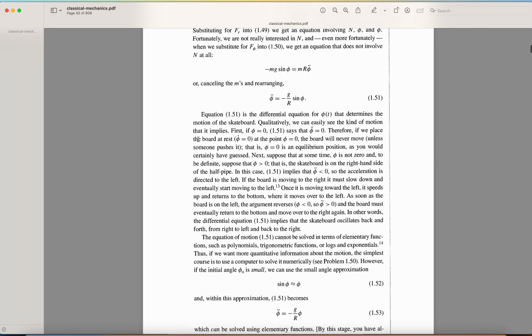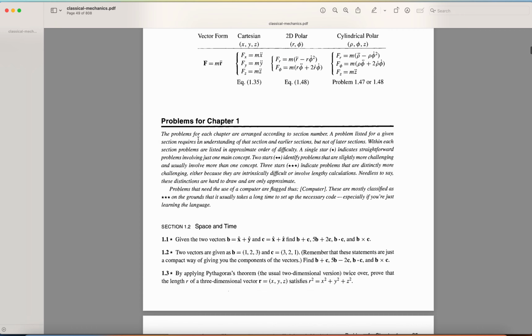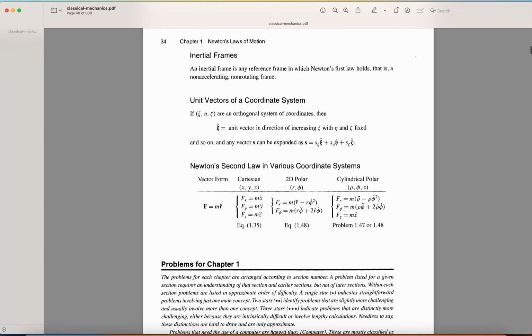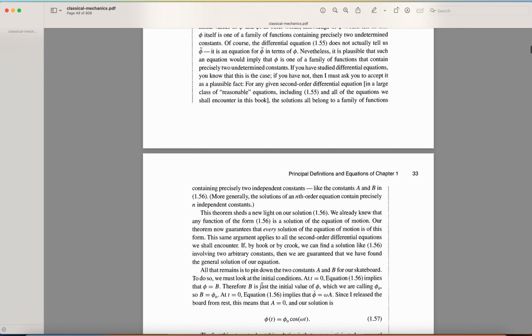Oh boy. Oh, and that's it. Okay, but they have cylindrical too. Cylindrical force too.